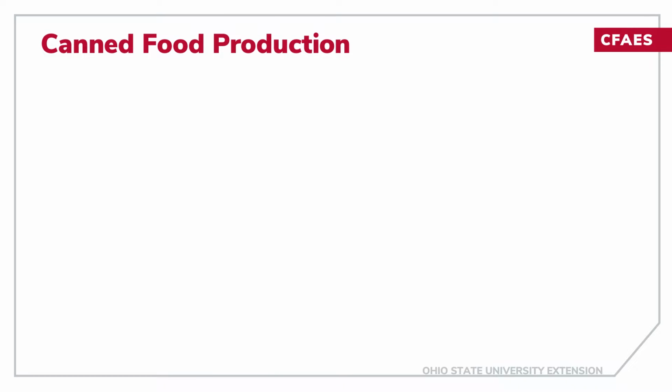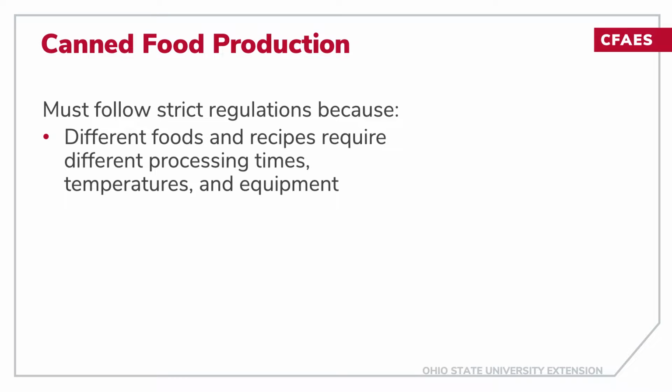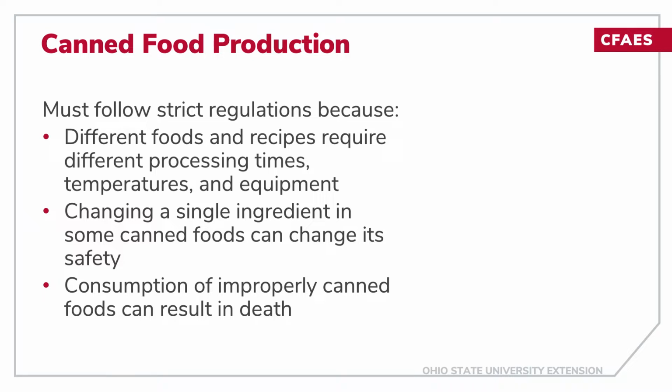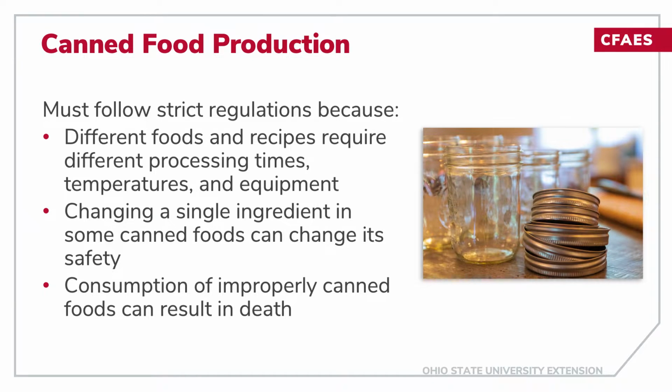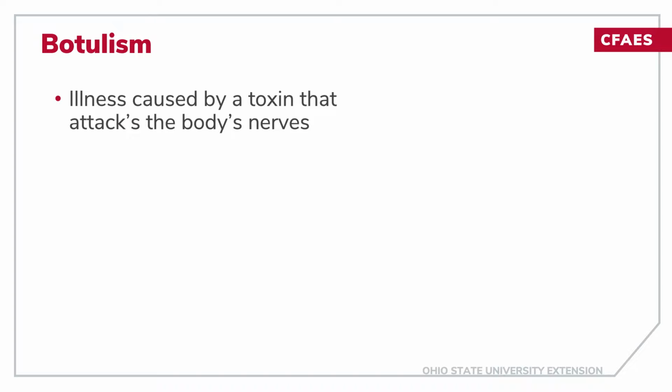Canned food production generally necessitates rigid regulations and requirements. These are in place to protect people. There could be serious health implications for anyone who consumes improperly canned foods. You might have heard of botulism associated with improperly canned foods.